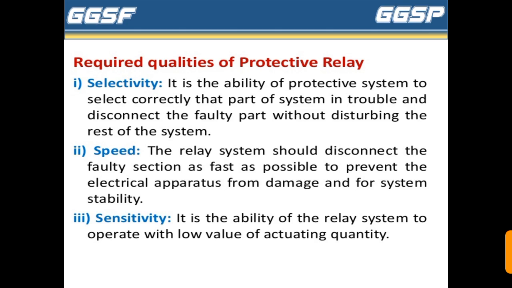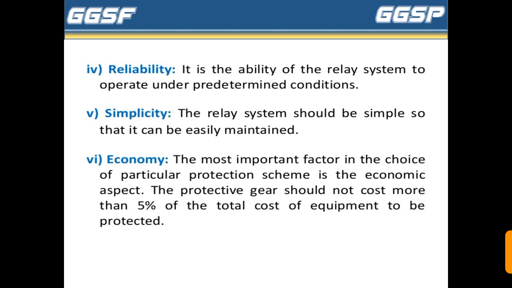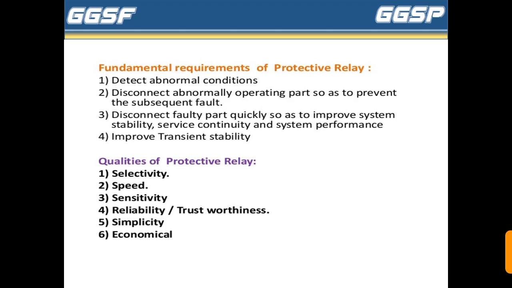Third quality is sensitivity. It is the ability of the relay system to operate with low value of actuating quantity. Fourth quality is reliability. It is the ability of the relay system to operate under predetermined conditions. Fifth is simplicity. The relay system should be simple so that it can be easily maintained. Sixth quality is economy. The most important factor in the choice of particular protection scheme is the economy. The protective gear should not cost more than 5% of the total cost of equipment to be protected.